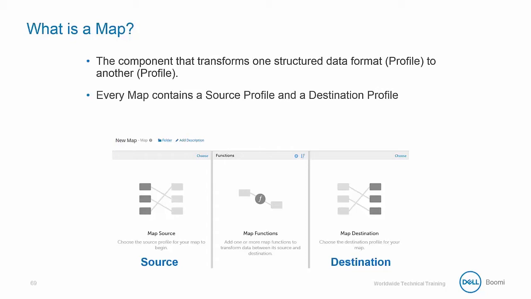Each map contains a source profile, which is your input data, which we can see over here on the left-hand side of our map shape, and a destination profile, or your output data, which we can see along the right side of our screen here within our map shape.